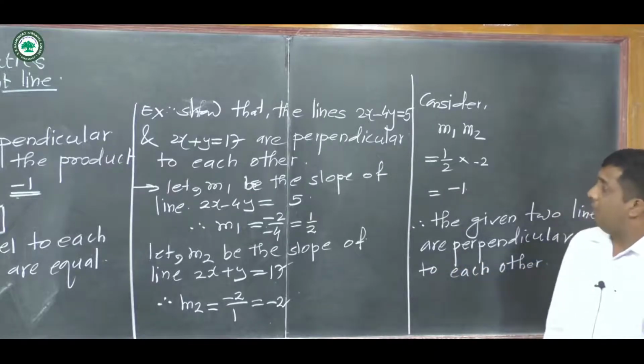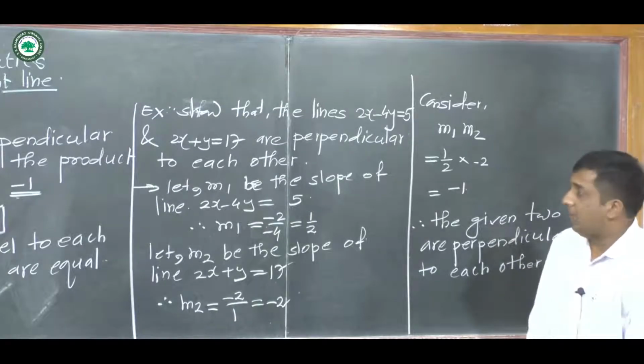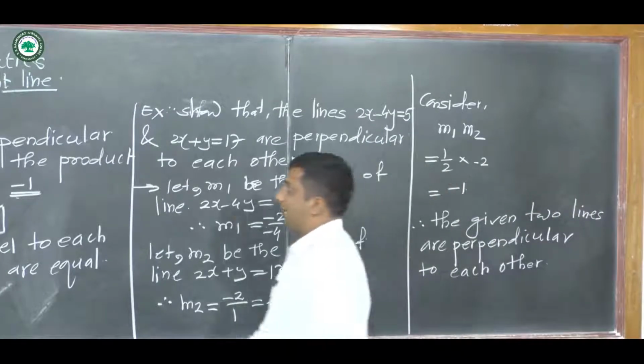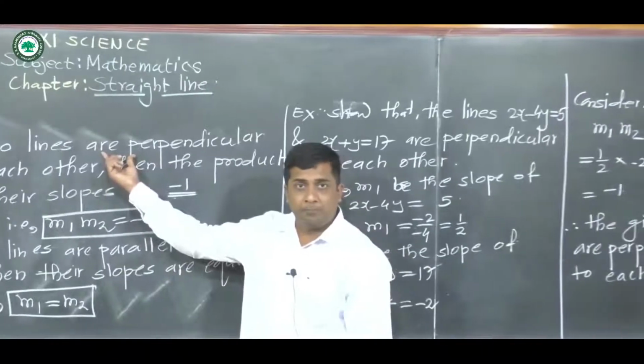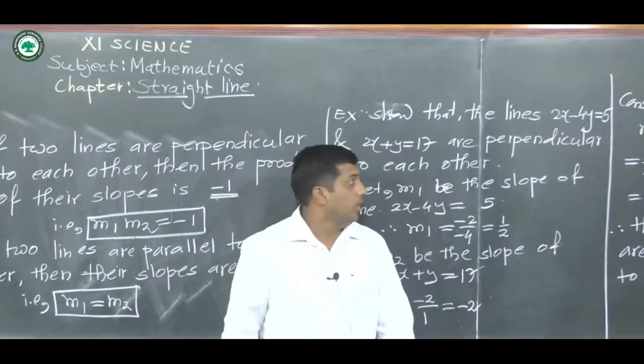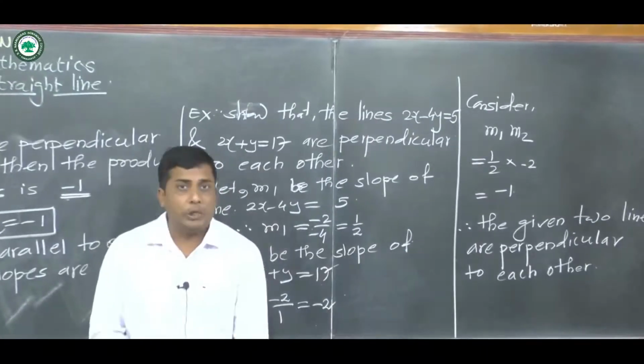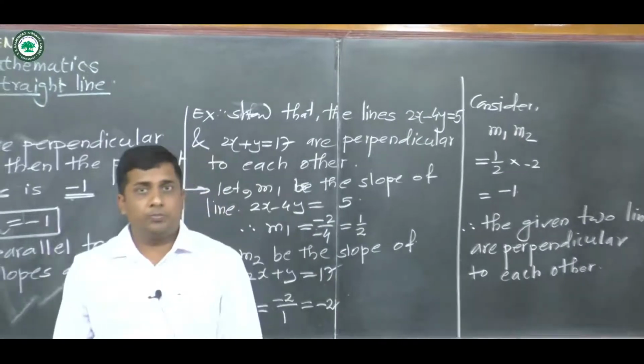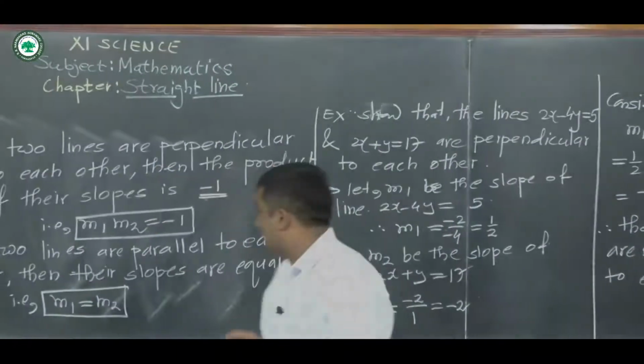Okay, so very simple example it is. Directly by using the definition, by using this first point, we show here that the given two lines are perpendicular to each other. Let's go with our second example.